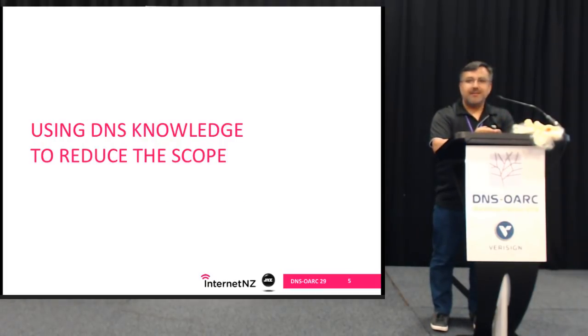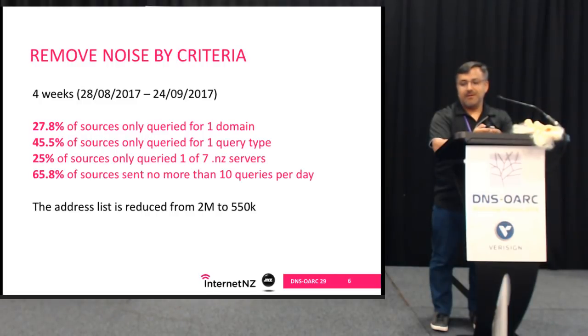We started digging out our DNS knowledge from our team, but also from our operations team. Daniel Griggs is here, and he helped us out with this as well. We tried to remove the noise. We used 4 weeks of data for this training, and during those 4 weeks, we have 2 million unique source addresses, IPv4 and IPv6.